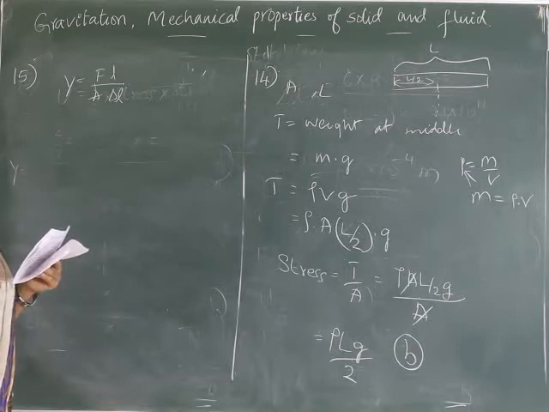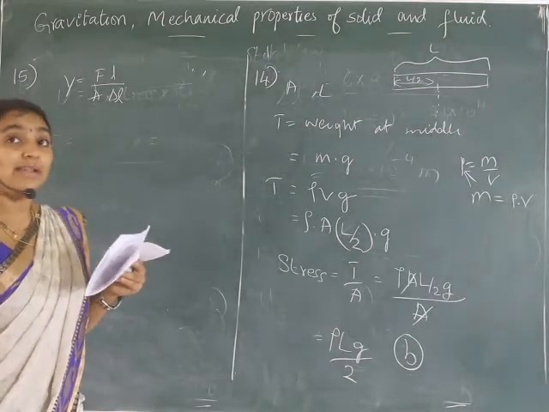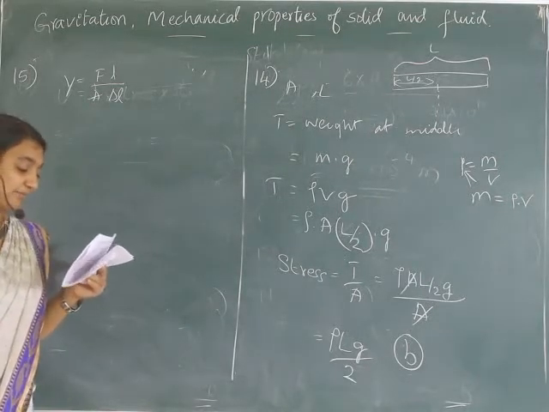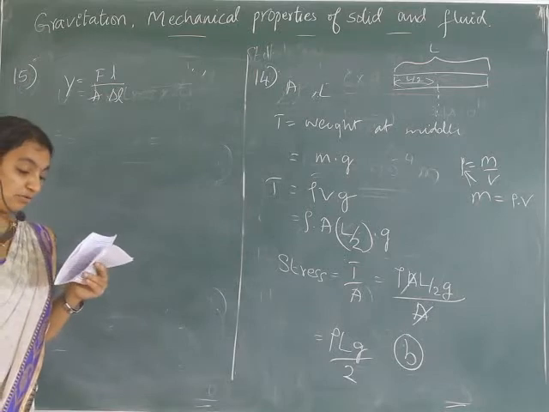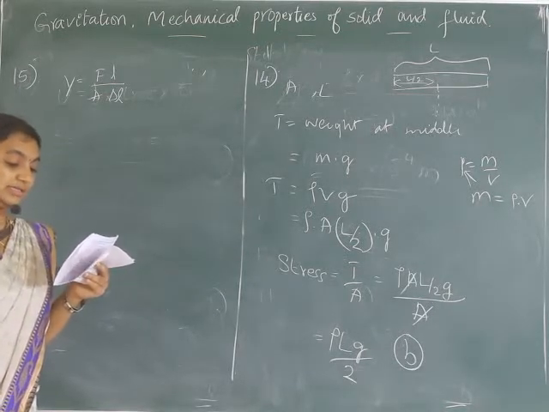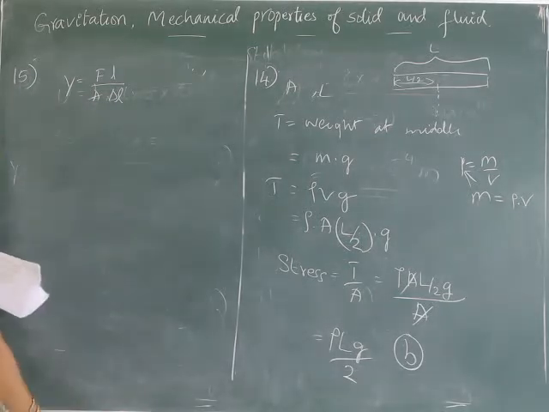Both are extended by length 1 millimeter. So I can say delta L is equal to 1 millimeter under the same force. If the force is the same, F is the same for both. Radius is also the same, correct? No. You have to calculate the radius itself, RS and RB. But in the formula there is no radius. So what do you have to do?